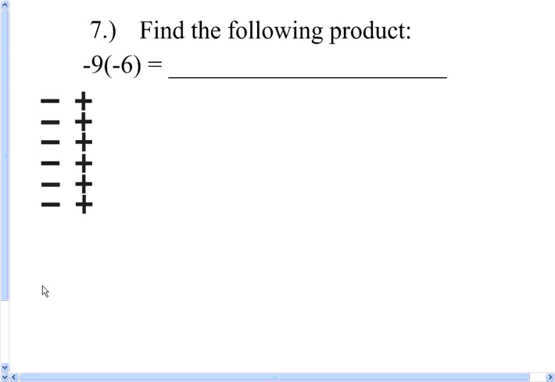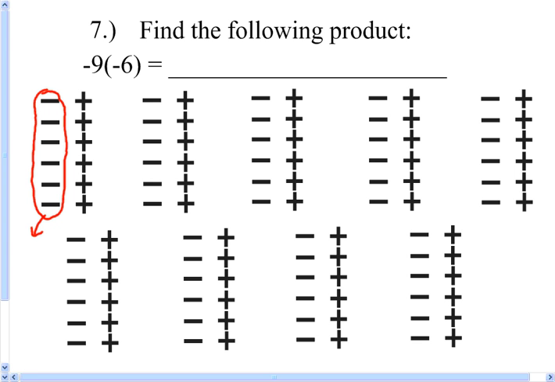So -9 times -6, we need to take away groups of -6. And we can do that by taking away, circling, and then drawing an arrow to show that we are taking away one group of -6. When we do that, what's left? +6. We need to complete this model, though. So let's go ahead and add a total of 9 groups of positives and negatives.